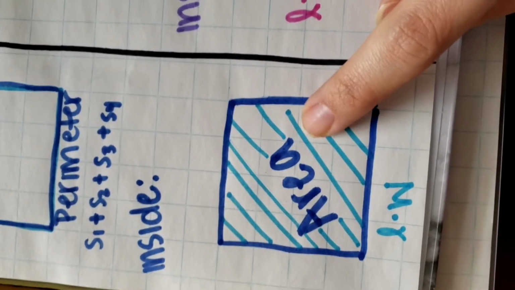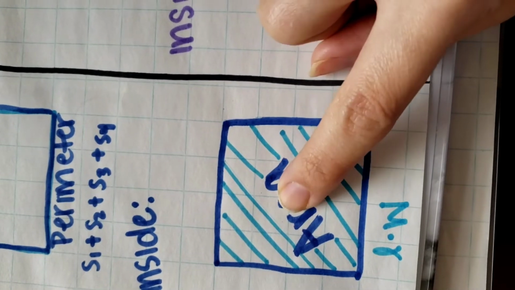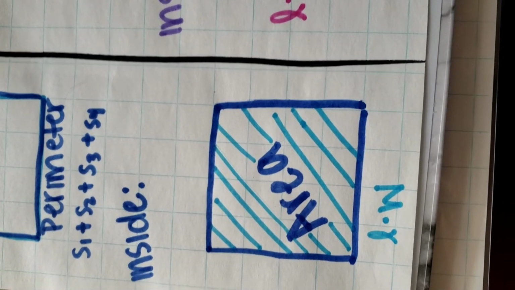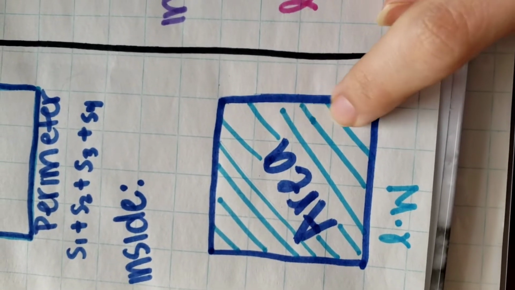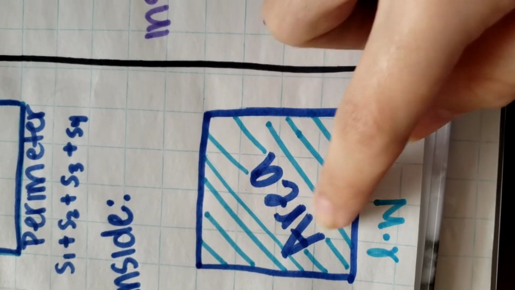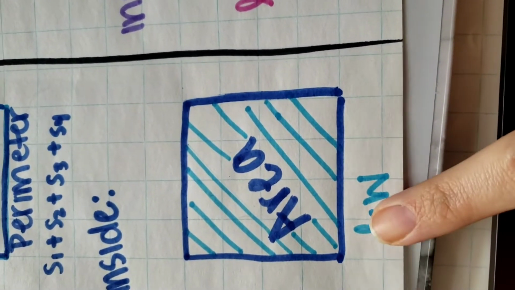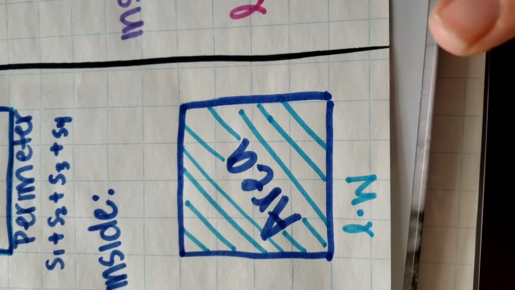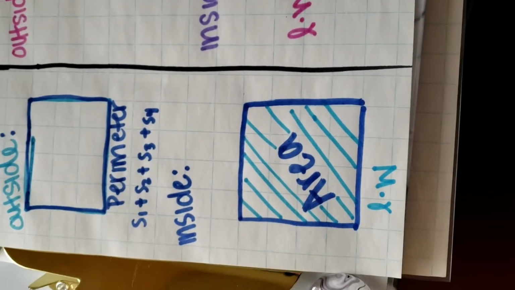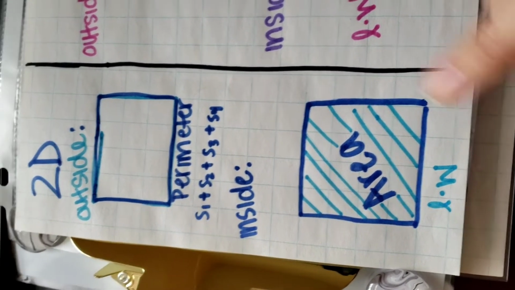And then on the inside, remember we said if we were laying carpet or putting down sod, then we would need to find the area of that figure. And we find the area by finding the length and the width. It's only 2 dimensions, so we're only multiplying 2 dimensions for our 2-dimensional figure, right?